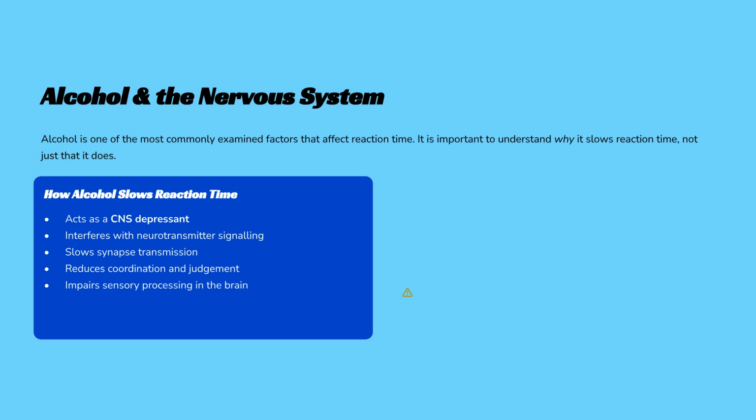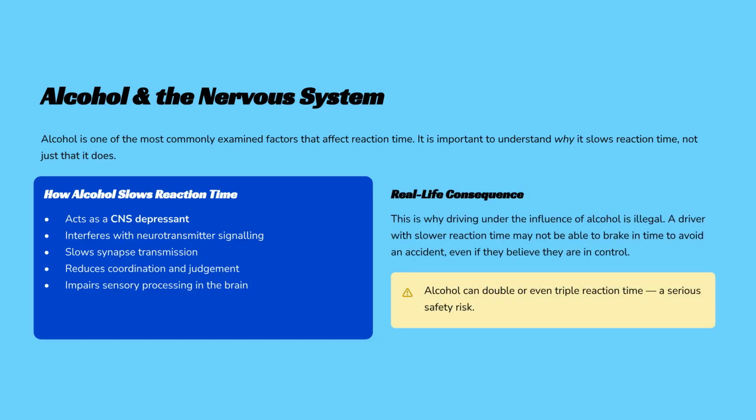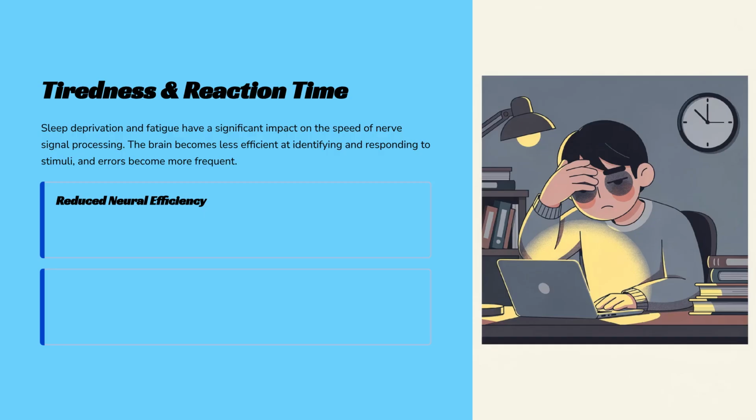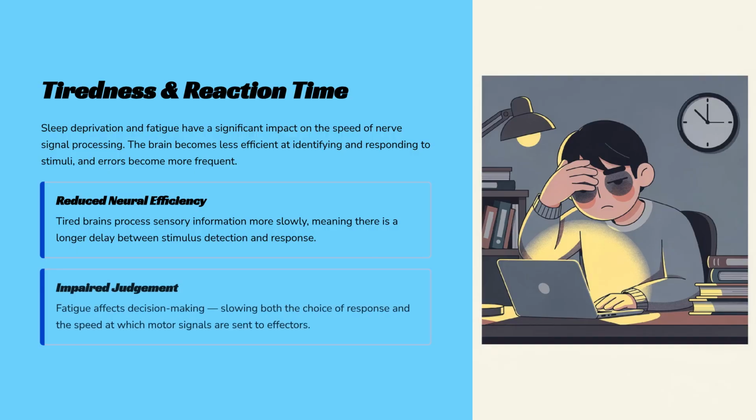Alcohol is a CNS depressant that slows nerve impulse transmission at synapses. This significantly increases reaction time and severely impacts coordination and judgment. Tiredness and fatigue reduce the efficiency of neural signaling. This means slower processing of sensory information and impaired judgment, leading to delayed responses.